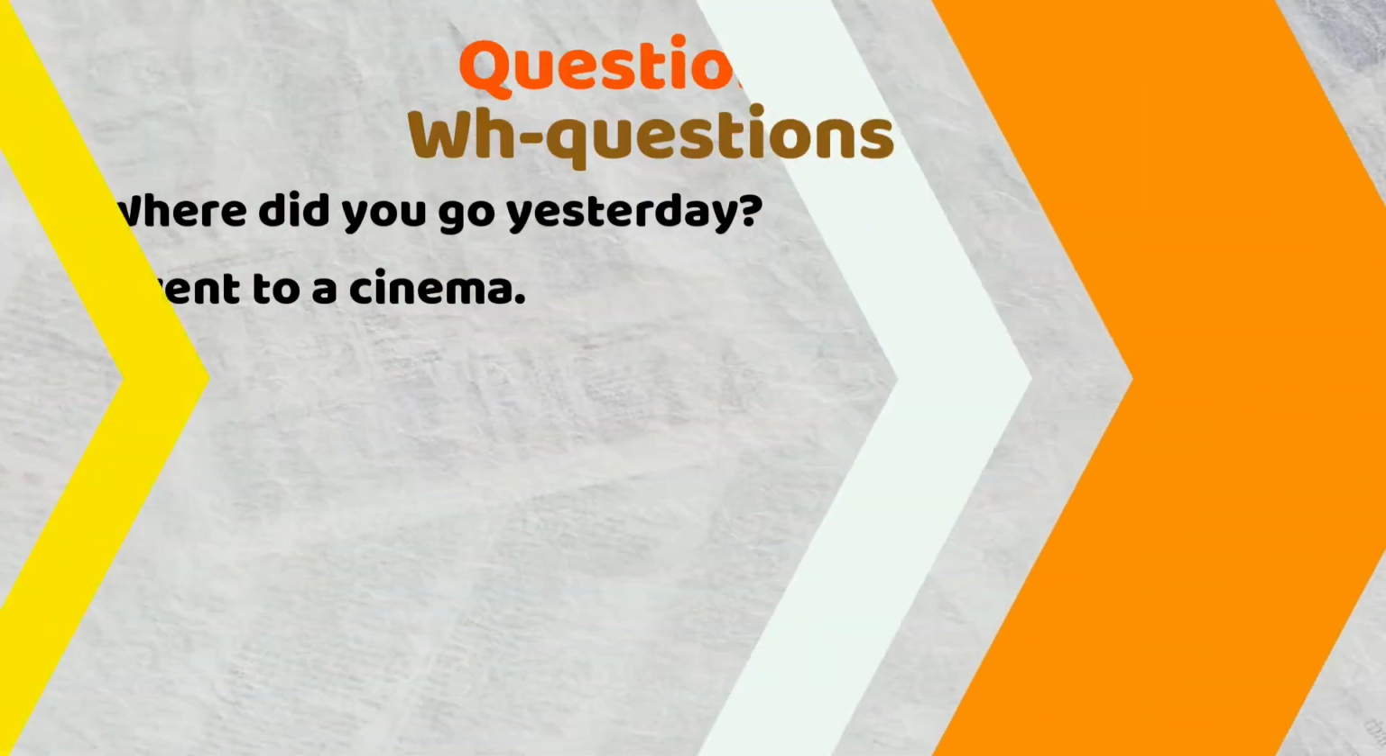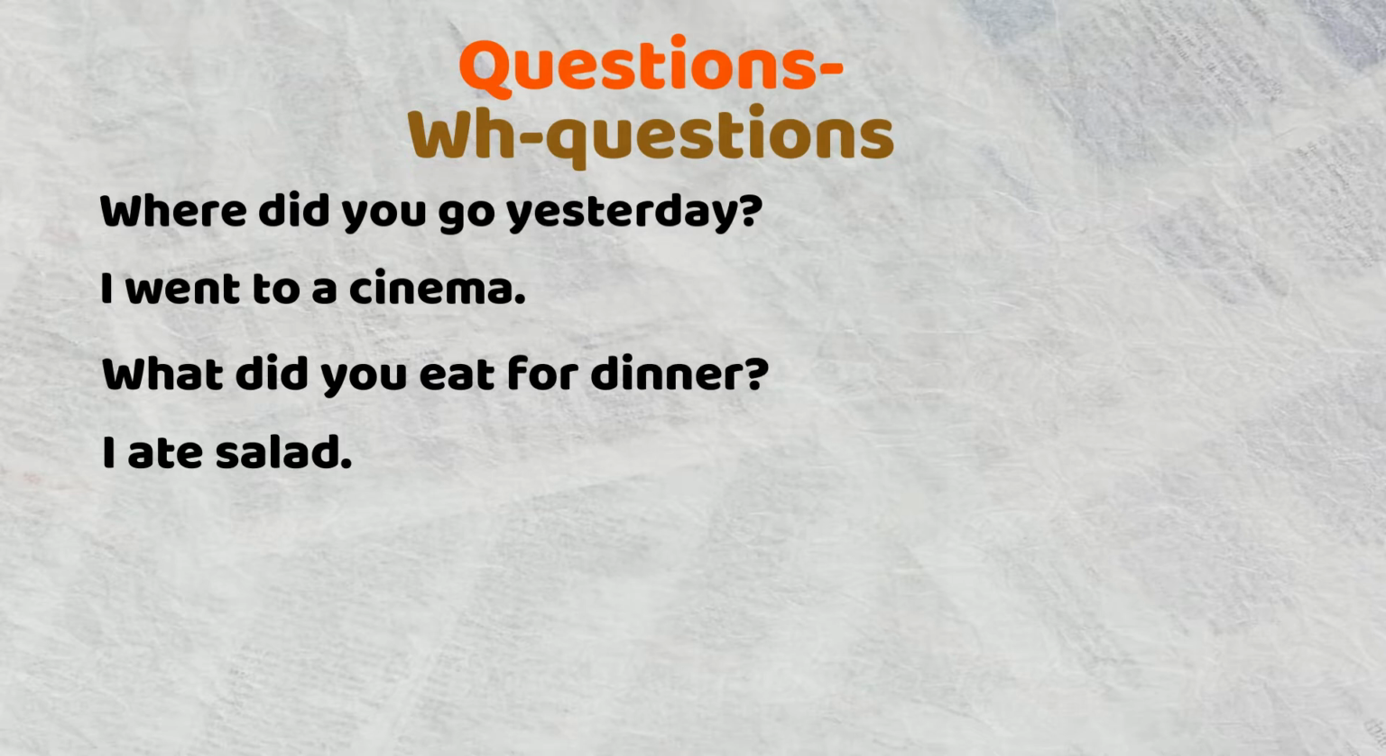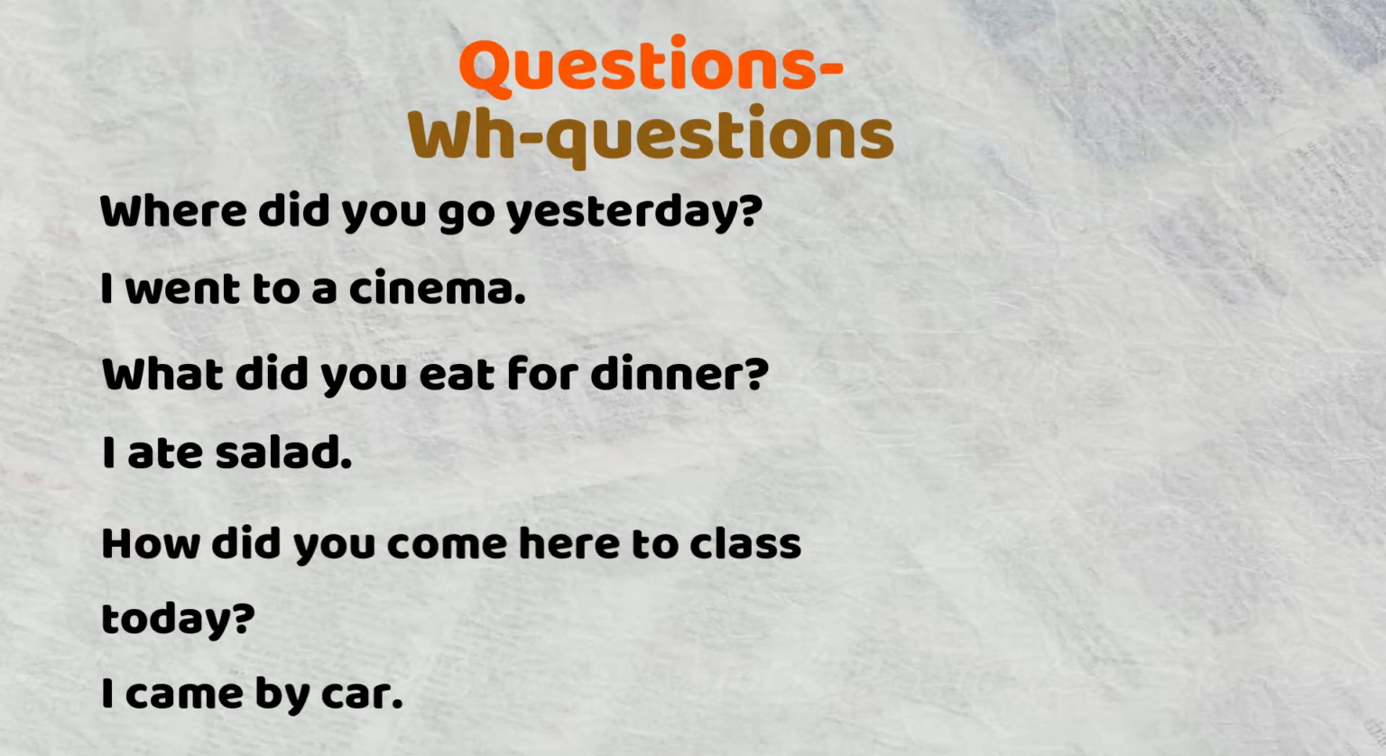Like, for example, where did you go yesterday? I went to cinema. What did you eat for dinner? I ate salad. How did you come here to class today? I came by car. So we use verb 1 in questions and verb 2 in answers.